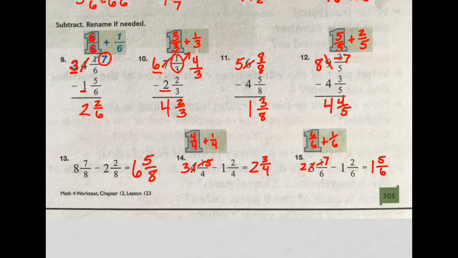All right, so for number 12, you should have got 4 4/5. Number 13, 6 5/8. Number 14, 2 3/4. And 15, 1 5/6. All right, so you need to finish the back of this page, page 306, and your homework page, just the front, page 223, and turn them in when you are finished.